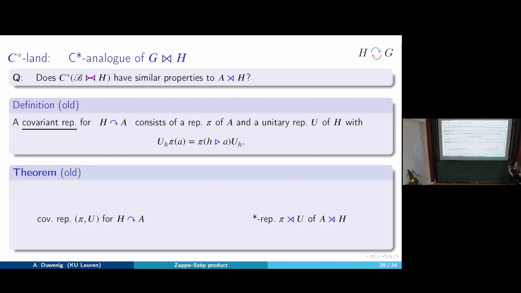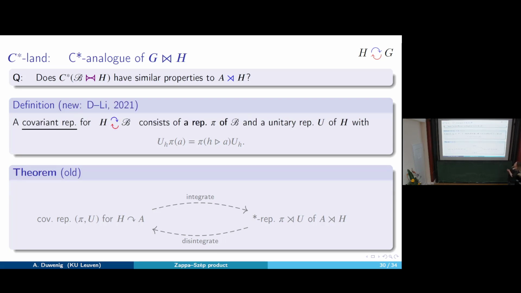And then there is this old theorem that tells you that covariant representations of the dynamical systems and star representations of the cross product are actually in one-to-one correspondence. So you can integrate representations of the system and disintegrate representations of the cross product. Take a guess what I'm going to do next. I'm going to take a step back and make this definition for two actions.